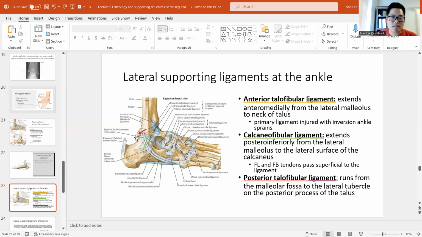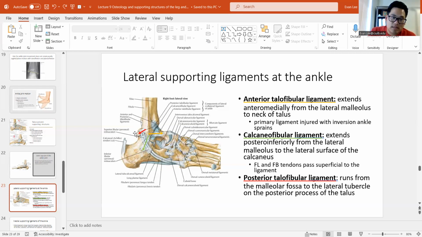So it's just three different directions in this case. From the lateral malleolus, you'll have an anterior talofibular ligament. From the back of the lateral malleolus, posterior talofibular ligament. And then going downwards towards the heel bone, you have the calcaneofibular ligament. So you'll be able to see those going along the sides of the ankle here, all of them basically extending from the lateral malleolus.